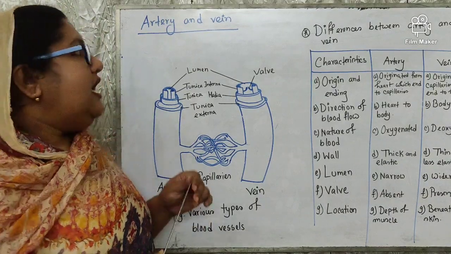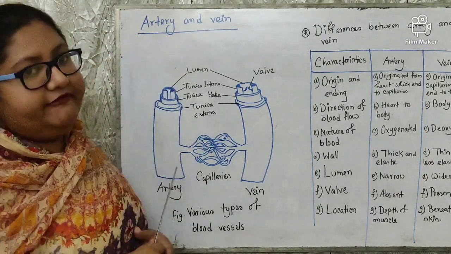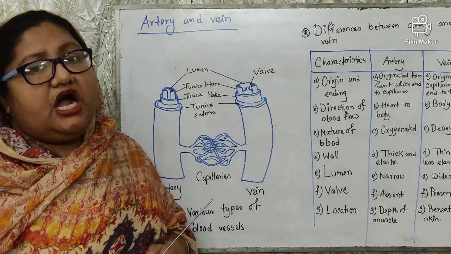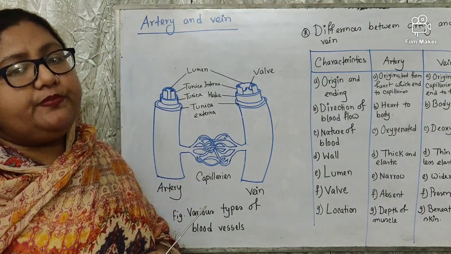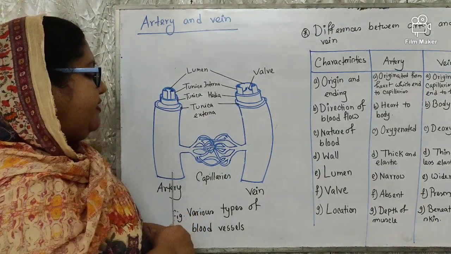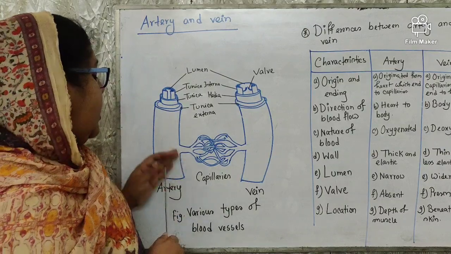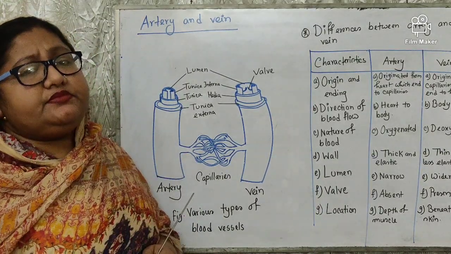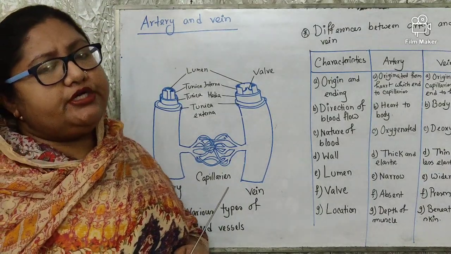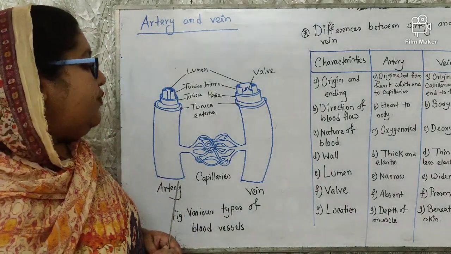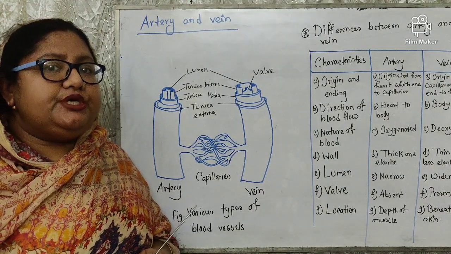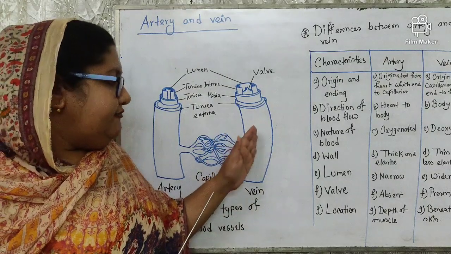My dear students, now the topic is artery and vein. There are different types of blood vessels. The blood vessels are the channels through which the mass flow of blood occurs. Generally, artery, vein and capillaries are the blood vessels. Artery: what is artery? The blood vessels that carry blood from the heart to different parts of the body are known as artery. Now what is vein? The blood vessels that carry blood from the body to the heart are known as vein.